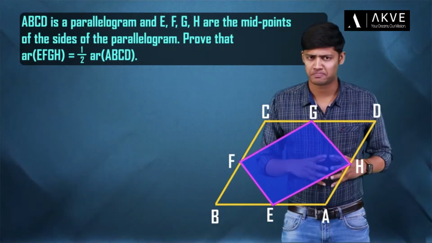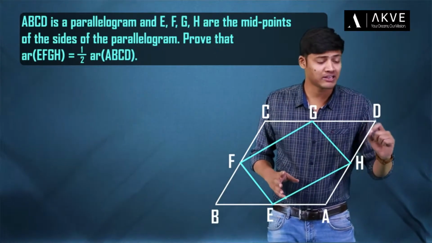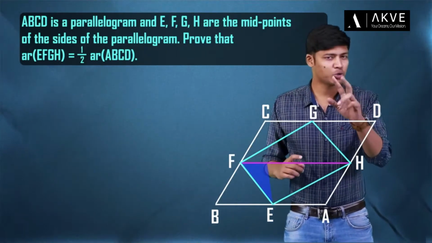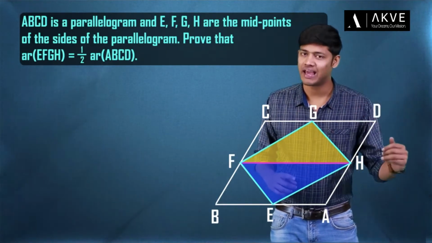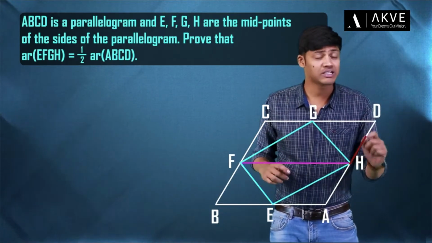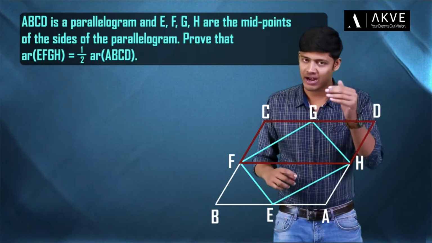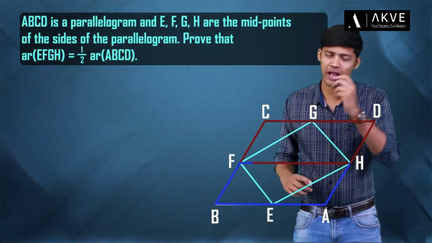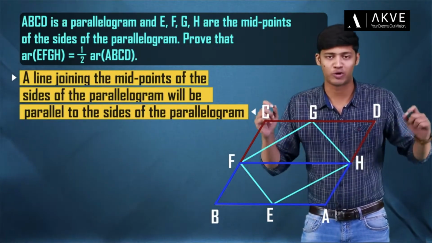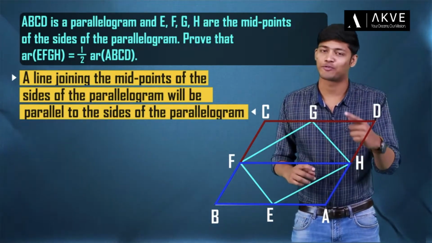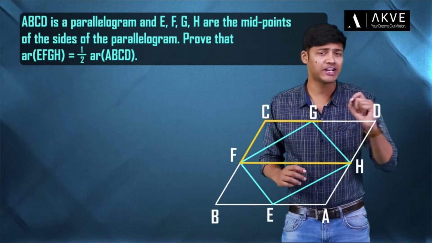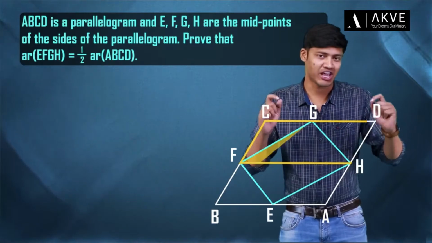What will be the first step? The hint is to join the midpoints H and F. By joining them, we get two triangles HGF and HEF. We will get two parallelograms as well, HDCF and HABF, since a line joining the midpoints of the sides of the parallelogram will be parallel to the sides of the parallelogram.